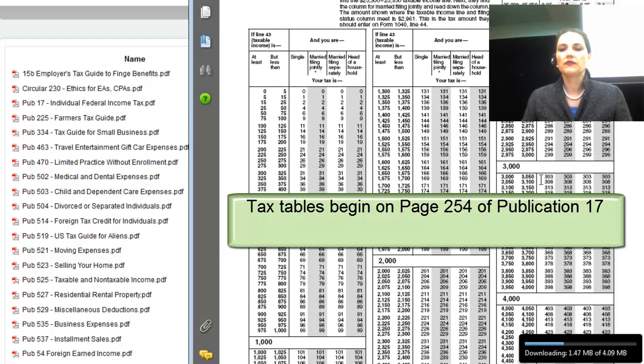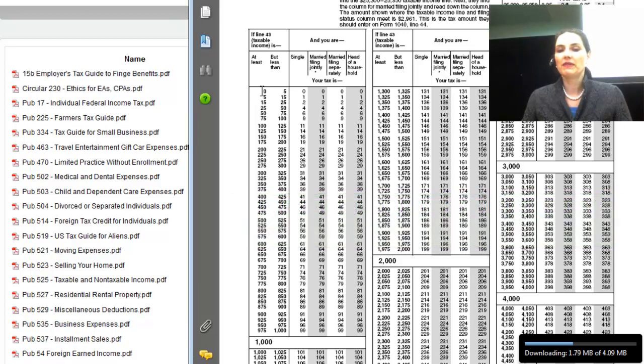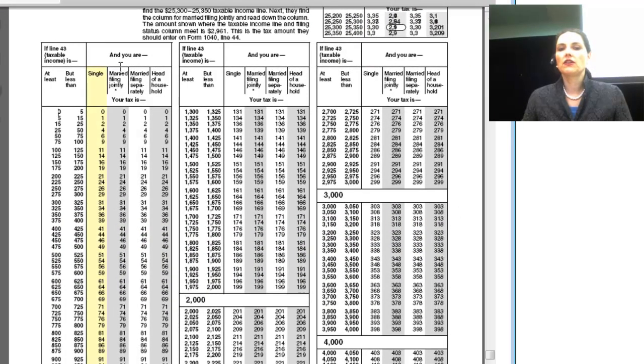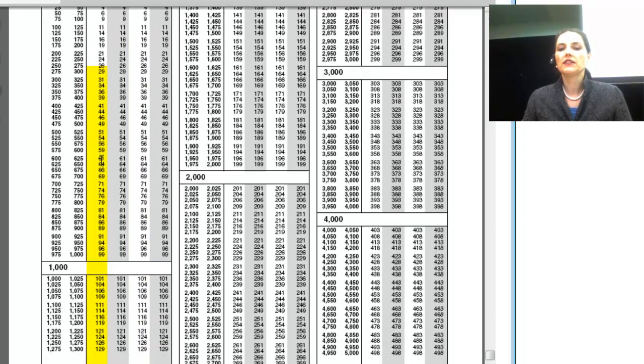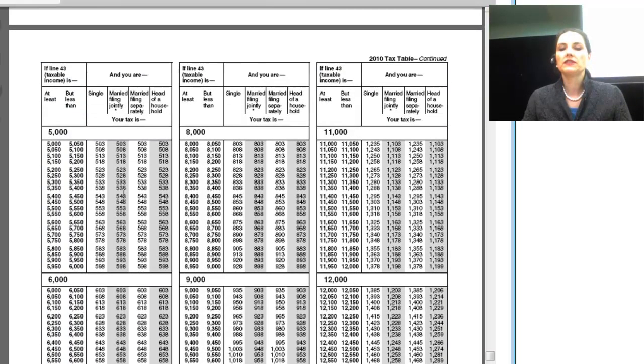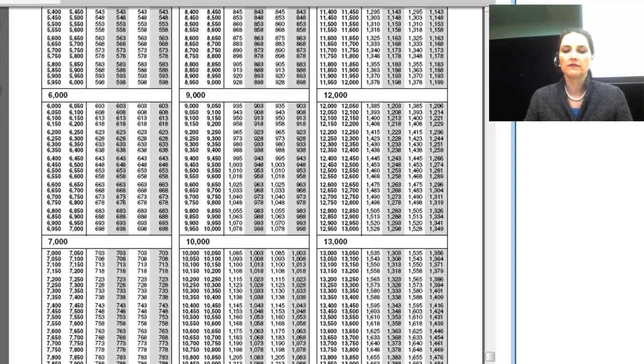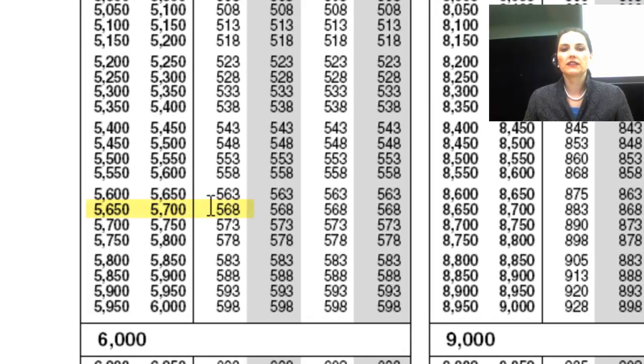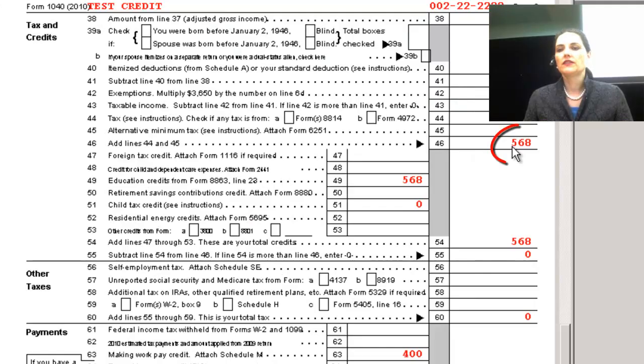They begin on page 254, and they begin at the very lowest rate of zero tax on zero amount of taxable income. You can see that there's columns that vary according to your filing status. So Test's filing status is single, and to find Test's tax, we have to move down the single column until we get to a point where we have $5,650 of taxable income. I can see that the tax for $5,650 of income is $568. I now take that tax and enter it on the Form 1040, and you can see it goes on line 44, $568. So this is an important number, our tax.